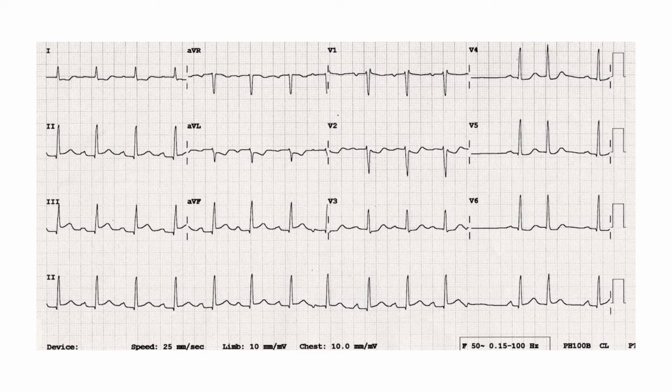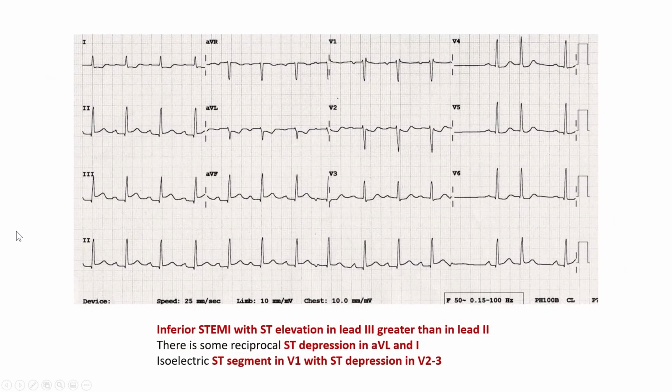So this is a much more subtle inferior MI, but you can see that there is ST elevation in lead 3, greater than in lead 2. There's some reciprocal depression in aVL and V1. Isoelectric ST segment in V1 with ST depression in V2 and V3. So it's a bit more difficult, this one, but let's just do a V4R on this patient.